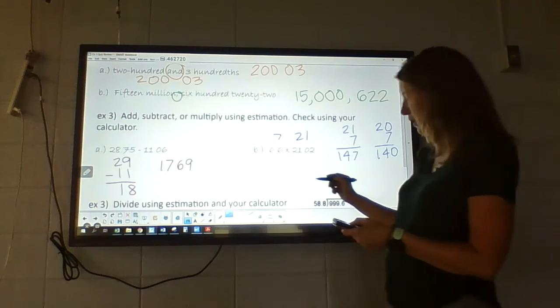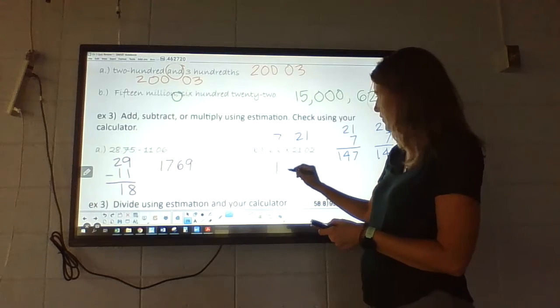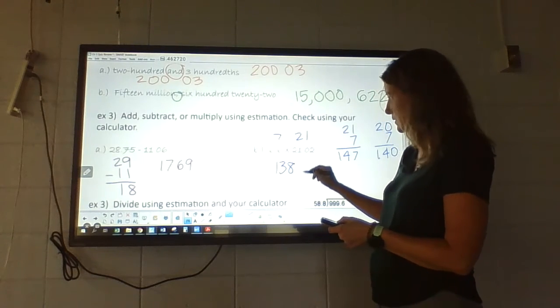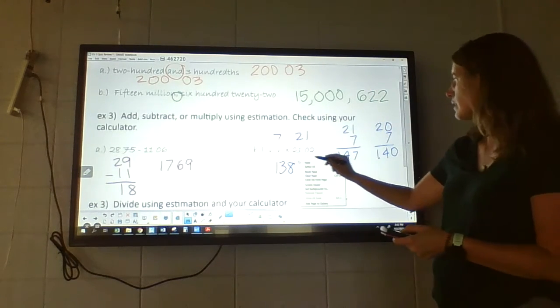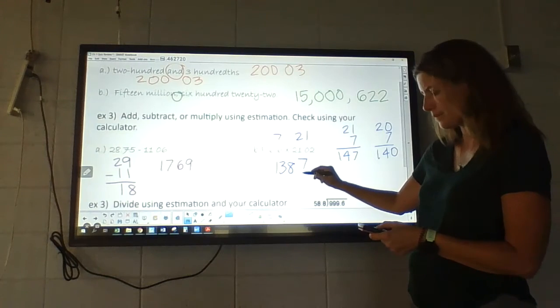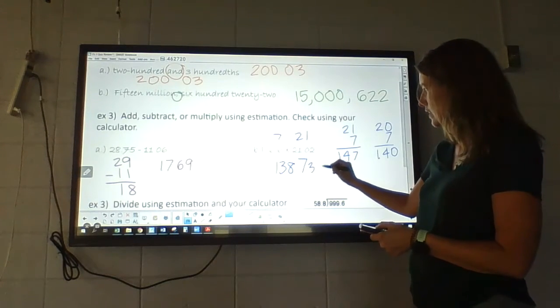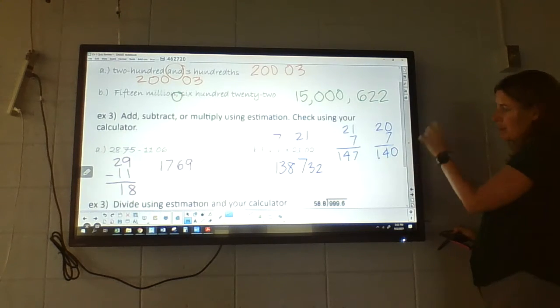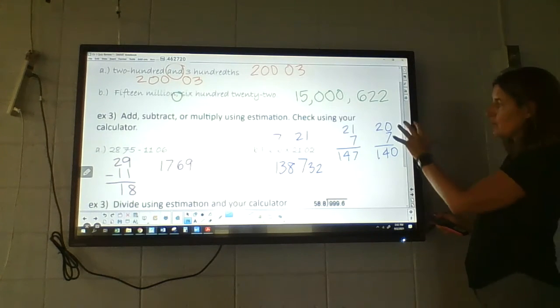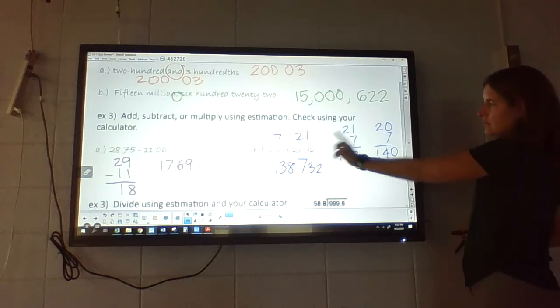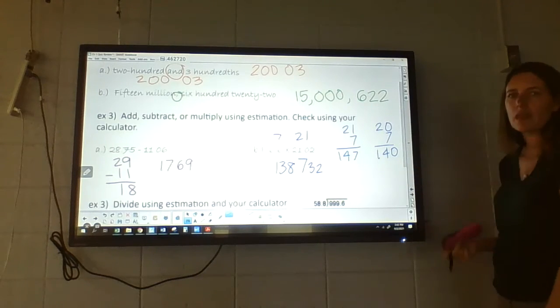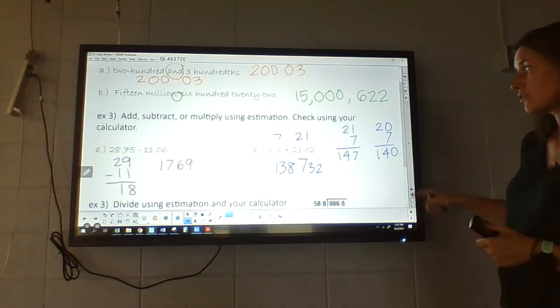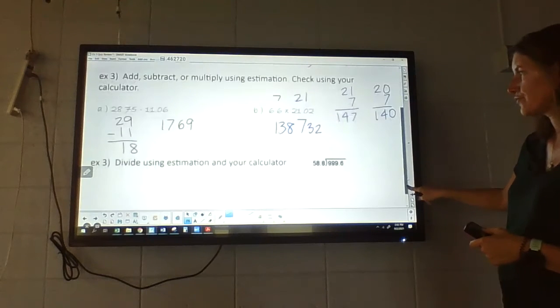So either one would be okay with me in this case, depending on what your comfort level is. And then when I actually multiply these, I get 138.732. And it's actually kind of interesting, I'm closer when I round it down to nicer numbers to work with. So it kind of depends on your interest or comfort level there.